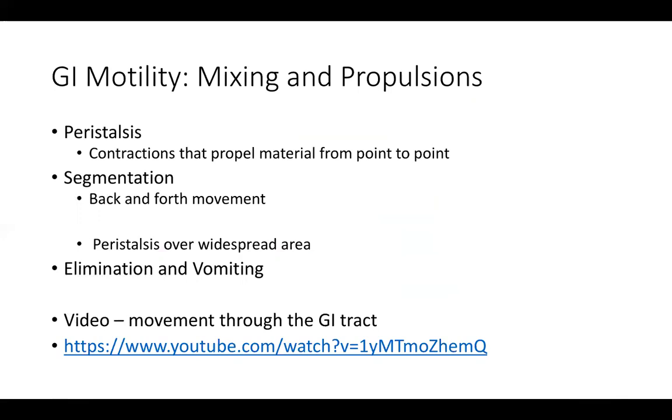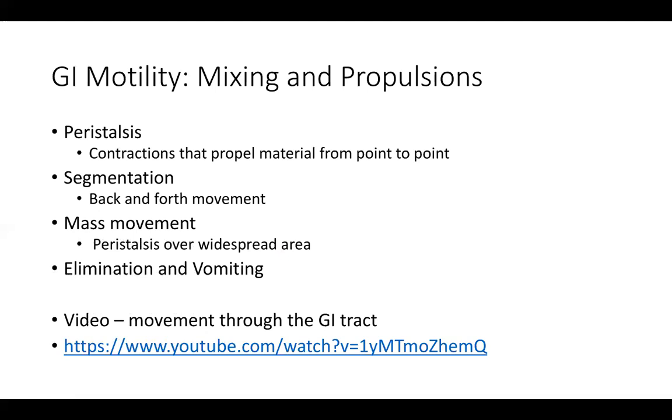Segmentation is a back and forth movement, and segmentation is really important because it breaks up the food by mixing it together. So the goal of segmentation is not so much to push it forward, but more to churn it and mix it. And this happens in the large and the small intestine, but mostly in the small intestine. And then mass movement is peristalsis over a wide area.